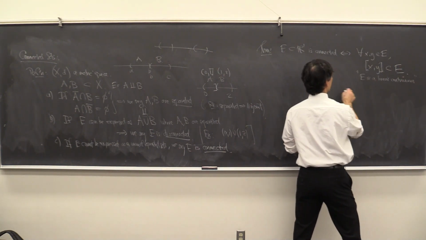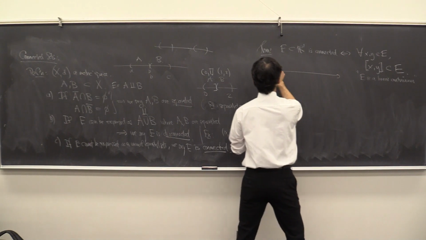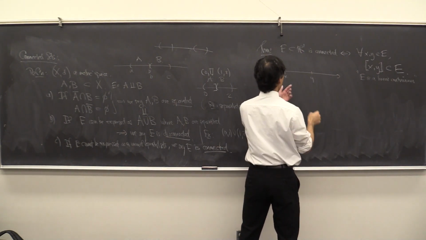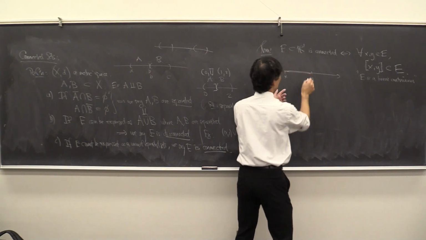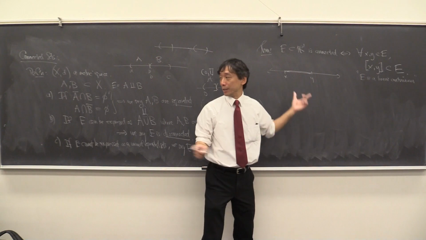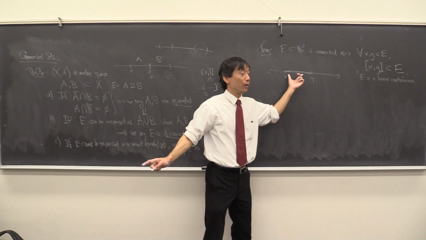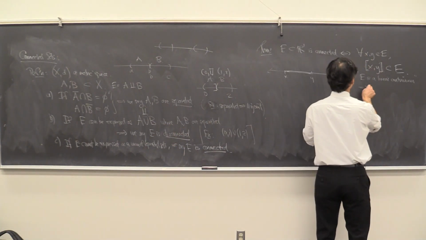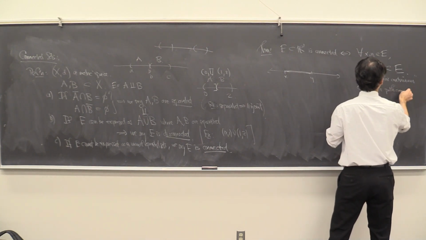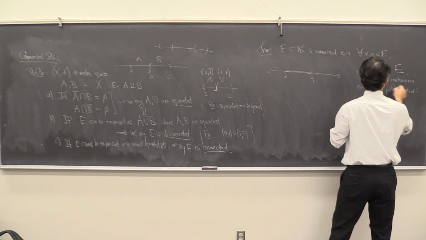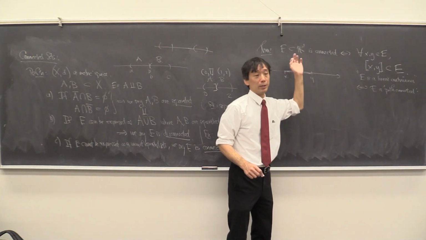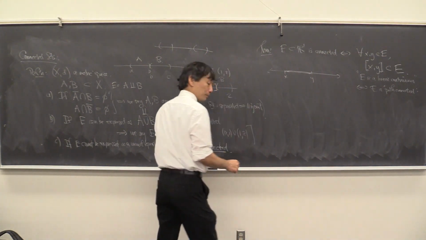What it says is that connected means that whenever you have any two points inside of E, then everything between them is also inside of E. This is actually the same thing as saying it's path connected, so this is equivalent to saying E is path connected. It's not true in general that connected means path connected, but in the case of R1 it is true.